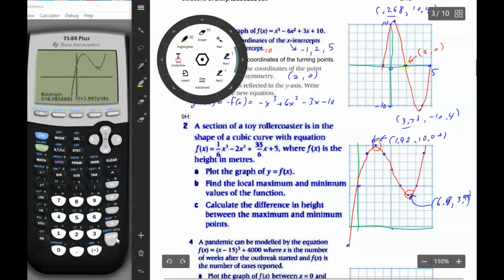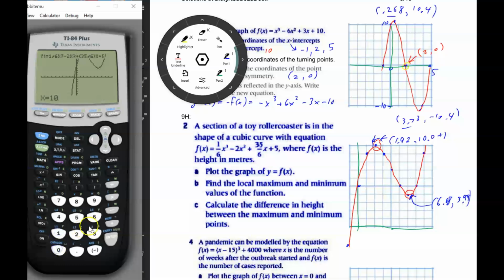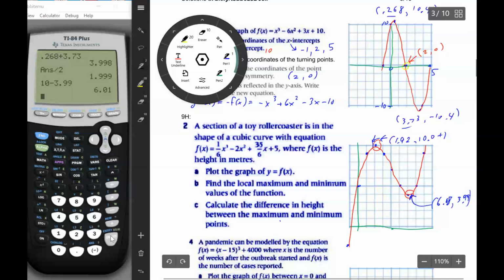And that says calculate the difference in height between the maximum and the minimum. So that's basically 10.00 something something minus 3.99. Oops. 10 minus 3.99. So basically it's 6.01. Okay. All right, so that's the difference in height when the roller coaster rolls from the top point to the bottom point.